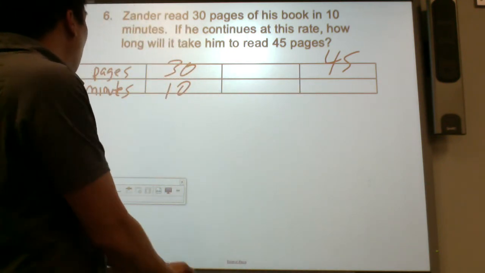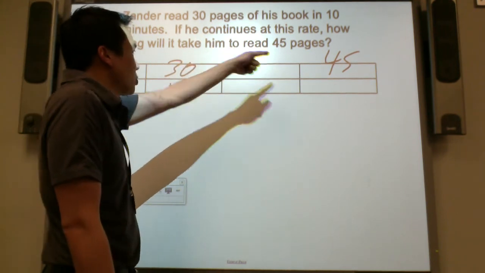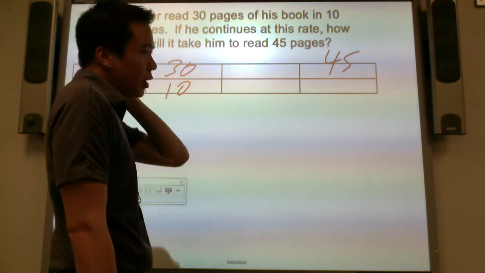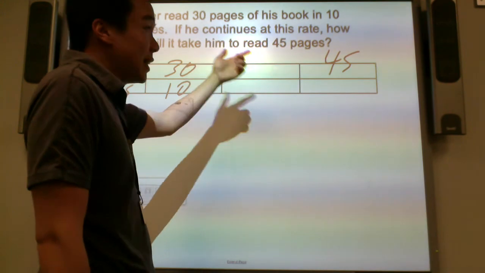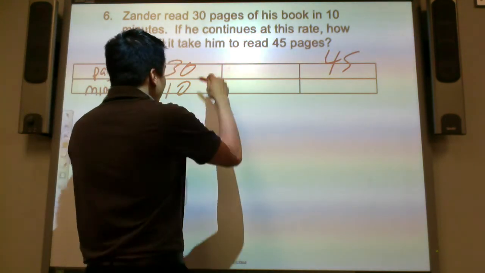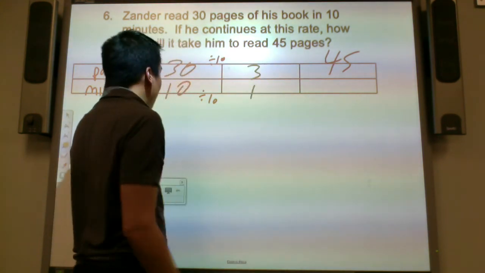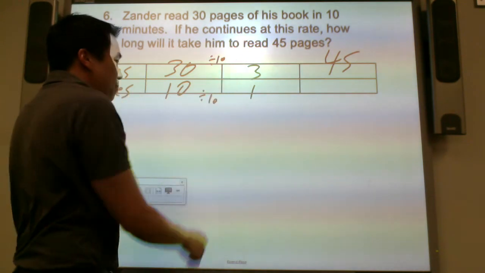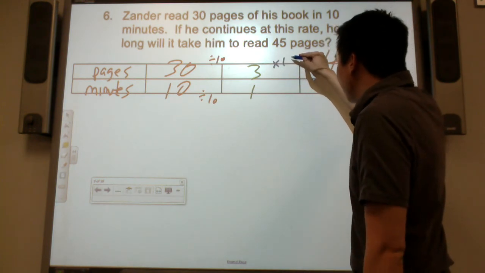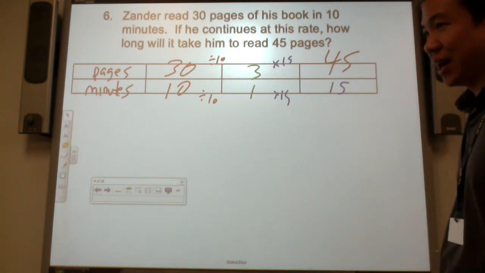So, let's see here. Let's scale it up. Build it up. What do you multiply 30 by to get 45? By 1, by 2, by 3. Doesn't go in perfectly. You know what? Let's scale it down and build it back up. So, is there another way to say 30 pages in 10 minutes? What about if I divide both of these numbers by 10? And so that would be 3 and 1. So every minute he reads 3 pages. Now let's scale it up or build it up. Times 15 gives 45. So in 15 minutes he can read 45 pages.